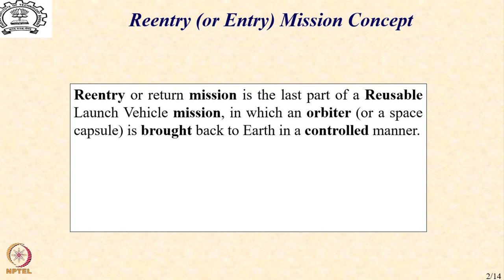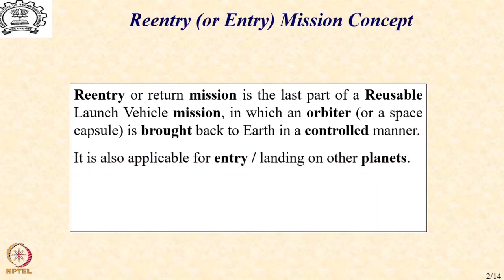So, let us first define what is the problem that we are talking about. Re-entry or return mission is typically the last part of a reusable launch vehicle mission in which an orbiter or a space capsule or any other similar object is brought back to Earth in a controlled manner. It is also applicable for entry or landing on other planets, and for that reason, it is an extremely important aspect of any space mission.